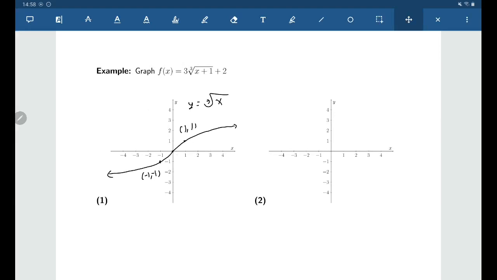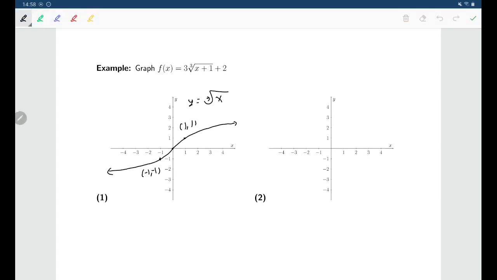And we're told that we want to first graph this function f of x, 3 cube root of x plus 1 plus 2. And the first thing that I'll need to do is to do that horizontal shift. It's a shift of 1 to the left, so I'll be subtracting 1 from every x coordinate.